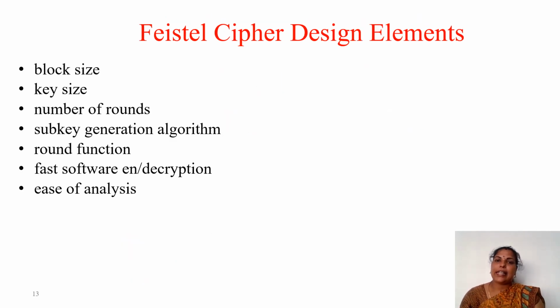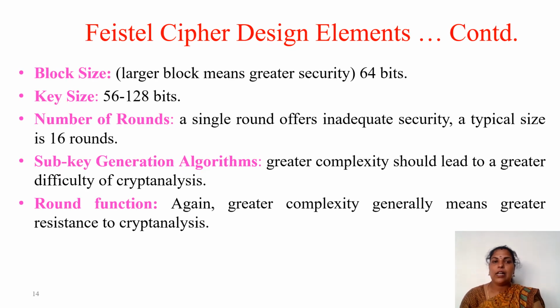Coming to the Feistel cipher design elements, we have the block size, key size, number of rounds, sub-key generation algorithm, then the round function F, then fast software encryption or decryption, and ease of analysis. Let us see them one by one. Coming to the block size, a larger block means greater security, so here in the block cipher we are using 64 bits. Then key size is 56 to 128 bits, and the number of rounds in the Feistel cipher structure is 16.